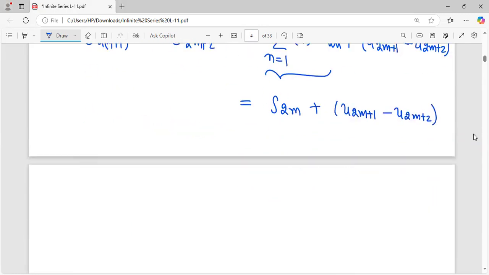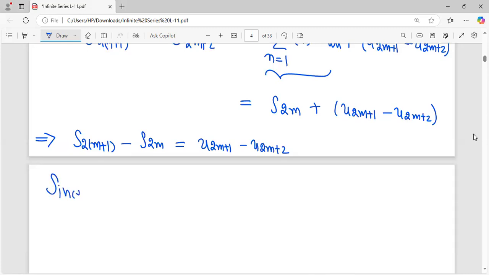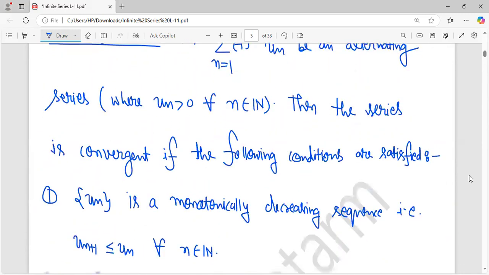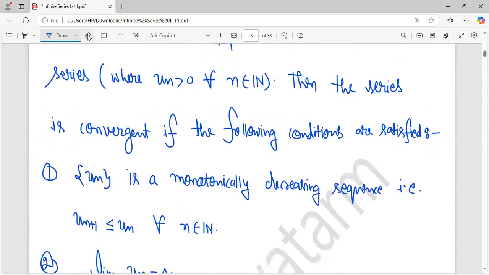So this implies S_2m+1 minus S_2m is equal to u_2m+1 minus u_2m+2. But since this sequence, so actually I have written it like that. The sequence is written this way. I am changing the thing. The sequence is written this way.